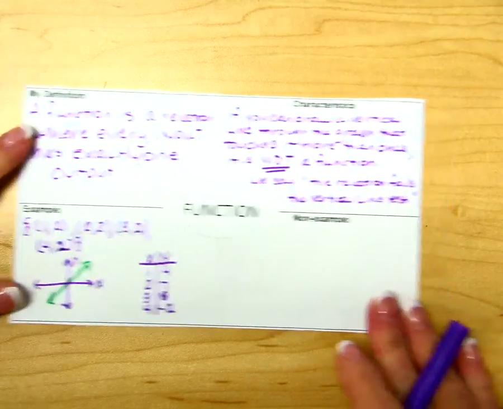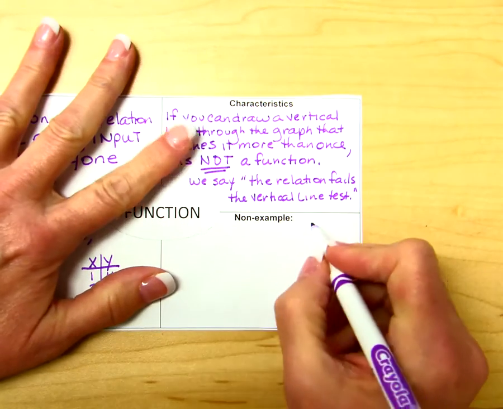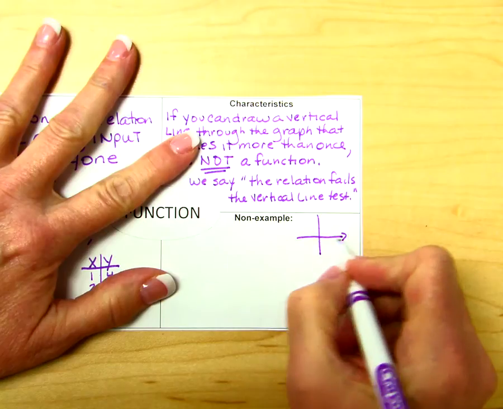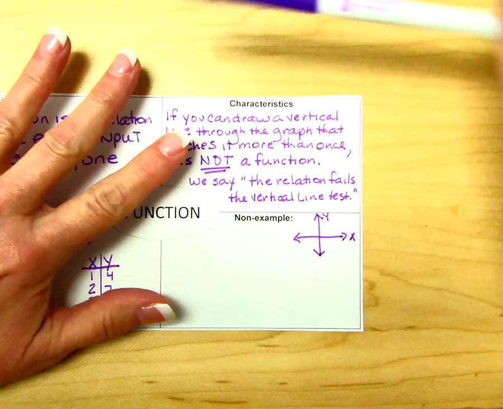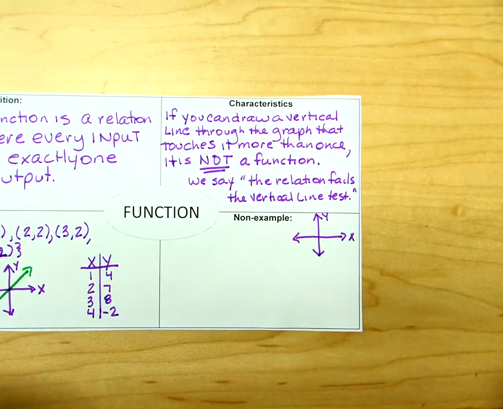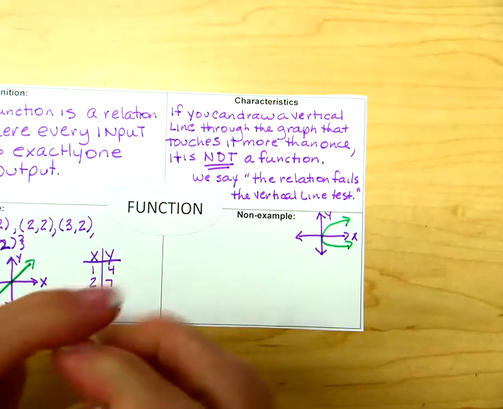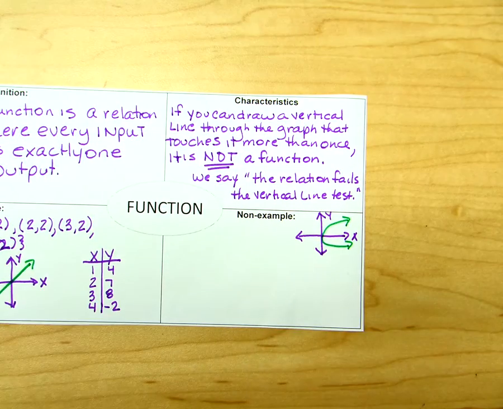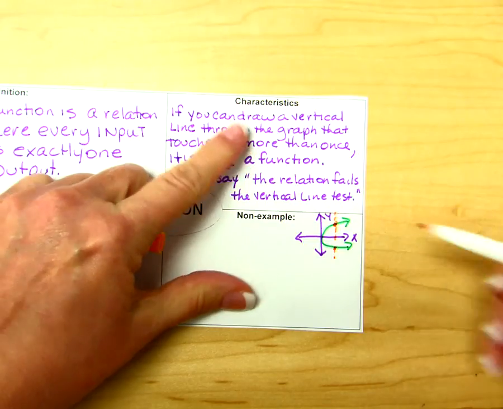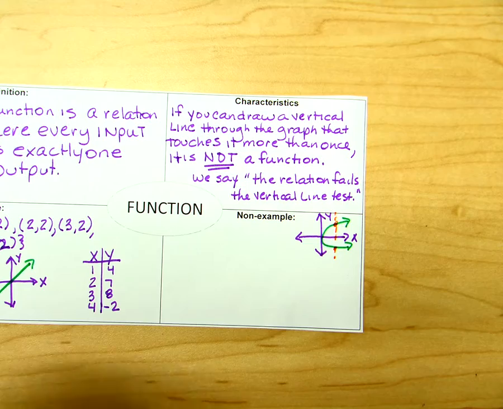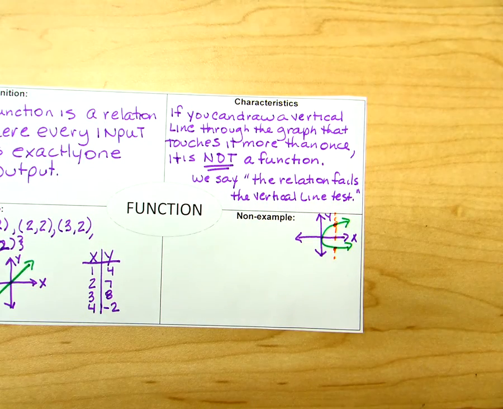Okay, non-examples. We can have a graph. Here's our y-axis and our x-axis. And the graph could look like this. So here's a situation where if I put a vertical line through this graph, it's going to touch it twice. That means it fails the vertical line test because the vertical line touched the graph more than one time.